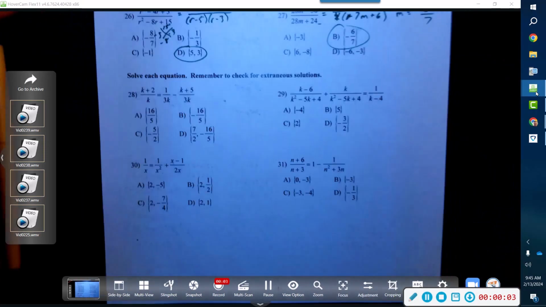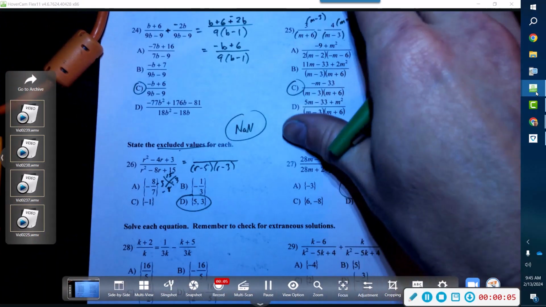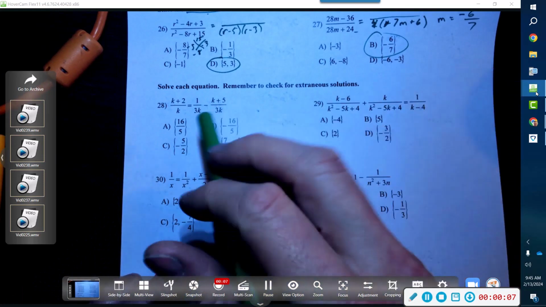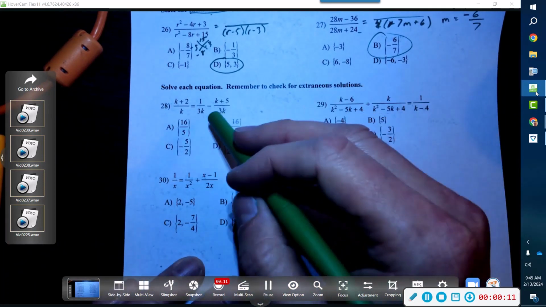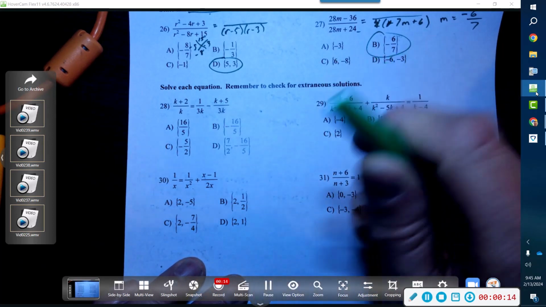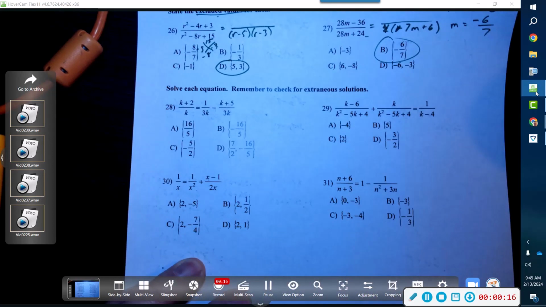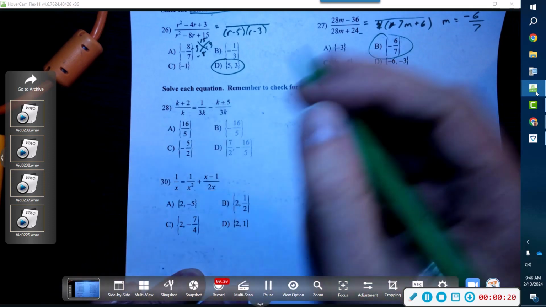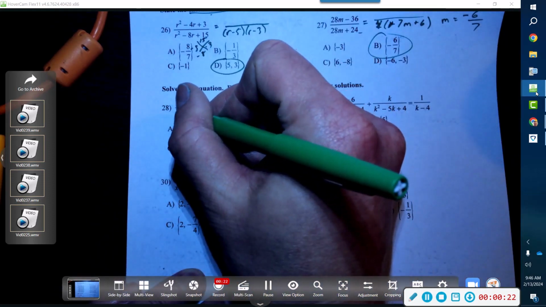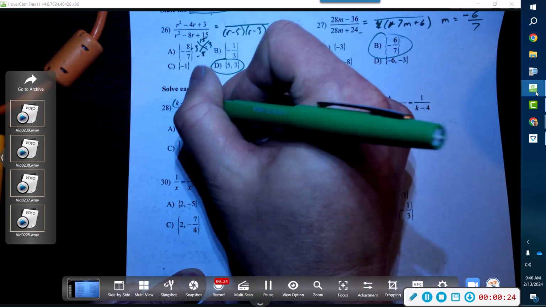All right, last four. We still need a common denominator. So this guy's kind of a little shorter because he just needs a 3 on this term right here. We got a k in common with everybody, but we just need a 3. So let's give this guy a 3. So we got to give the 3 to that.